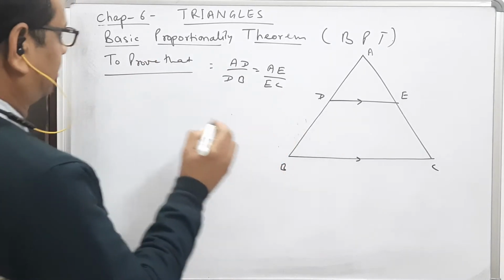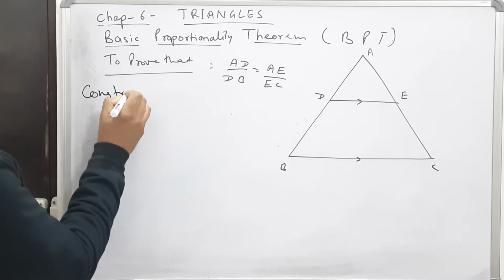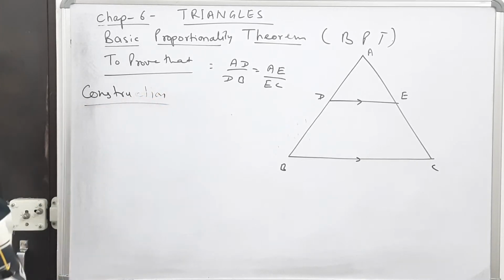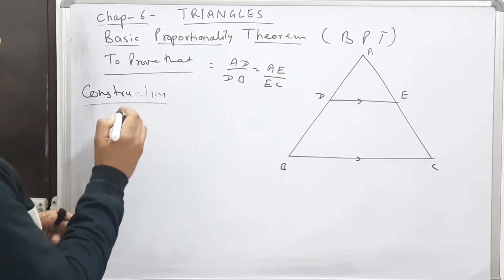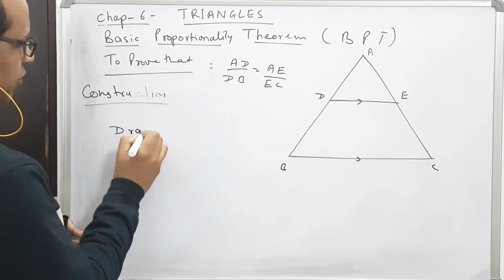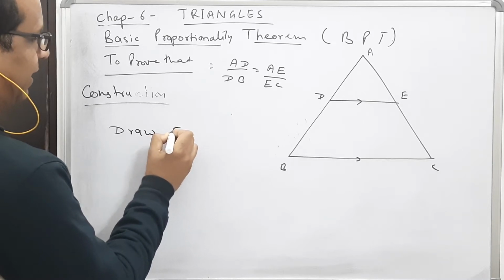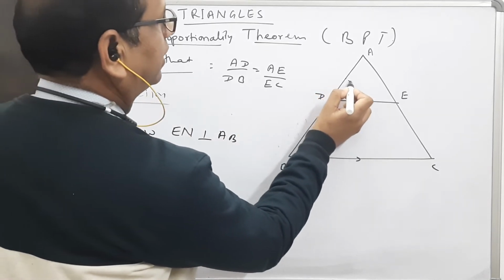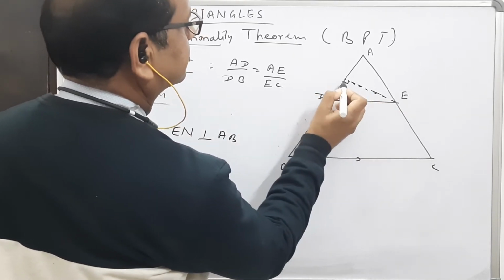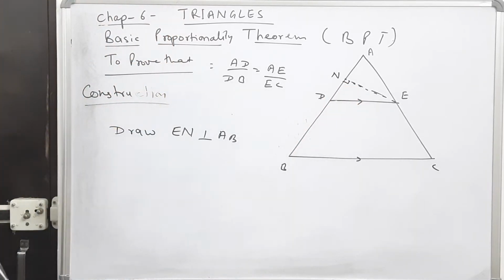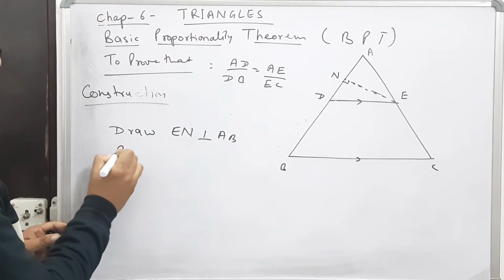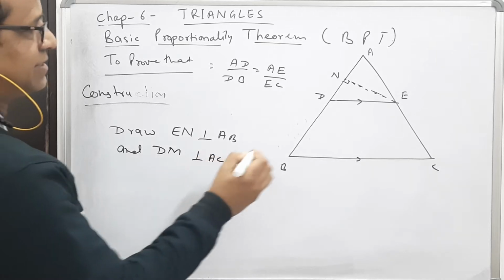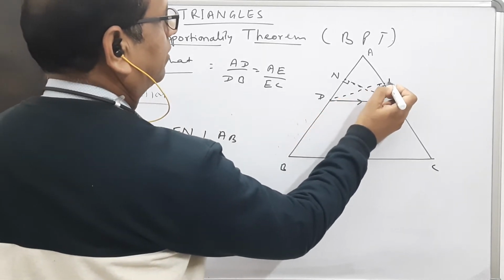Now we are doing one construction. So what is the construction here? The construction is: draw, very important, EN perpendicular to AB. Here we will draw EN, this line, and this angle is 90 degrees. That is the first part. And DM perpendicular to AC. So here there is one more perpendicular, DM.